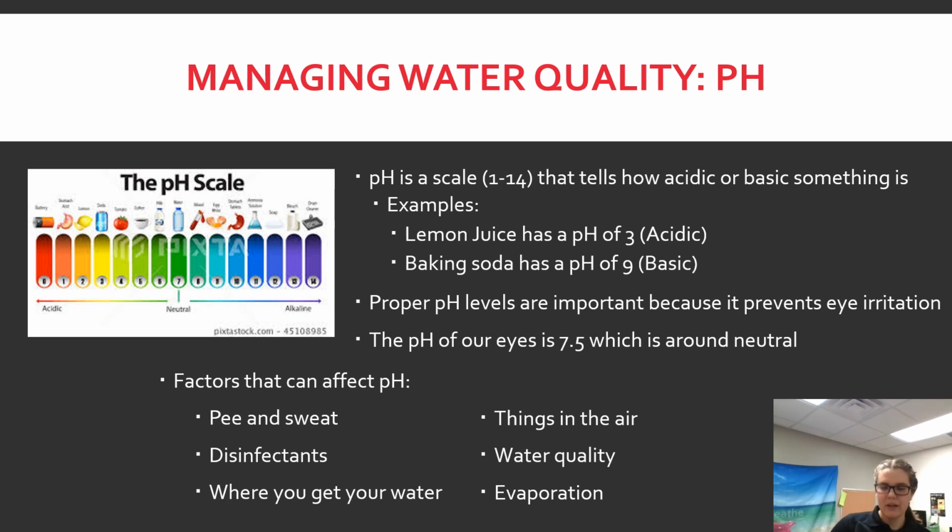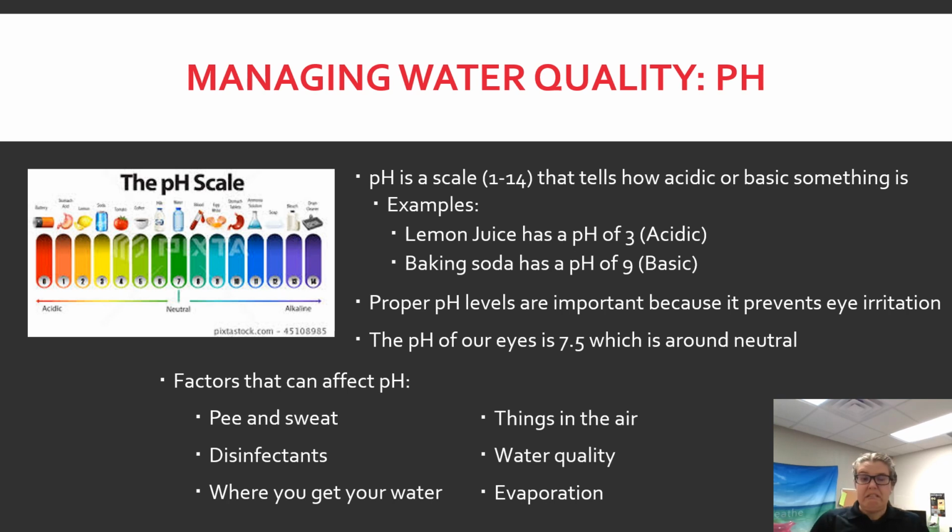pH. Now, hopefully I can explain this in a way that makes sense because I know that some people think, oh, pH, high school chemistry, oh no. Hang with me, okay? pH is simply a scale. That's all it is, it's a scale. From 1 to 7 is considered the acidic side, 7 to 14 is considered the basic side. So like lemon juice, it's a 3.